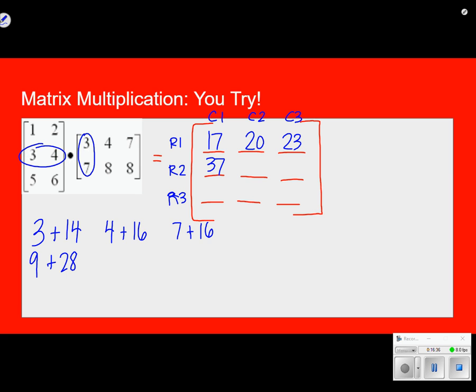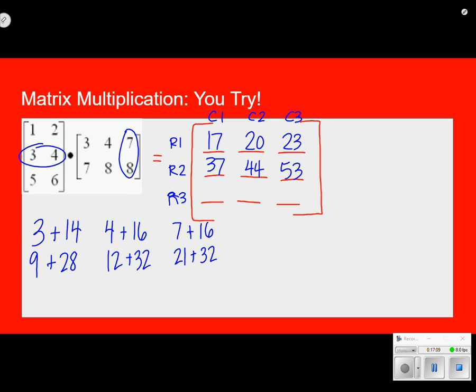And if I'm wrong on any of these, which is always possible, you never can tell, then you should be writing the correct number in there. I was wrong. 3 times 4 is 12. I'm doing all this in my head, by the way. And then plus 4 times 8 is 32. So that is 44. And then 3 times 7 is 21. 4 times 8 is 32. And that's a what, 53?